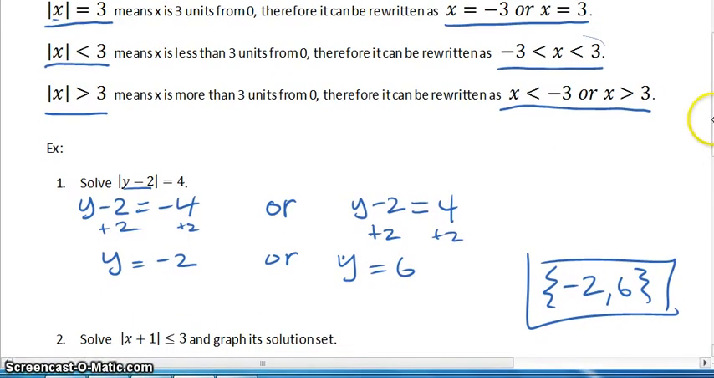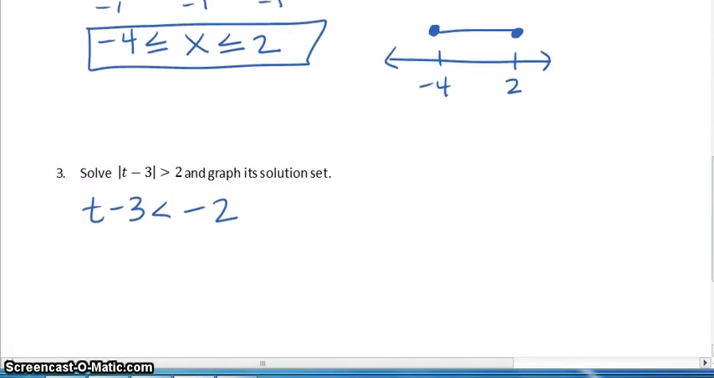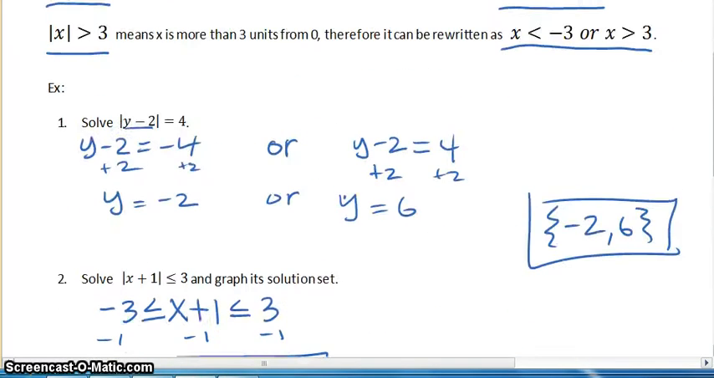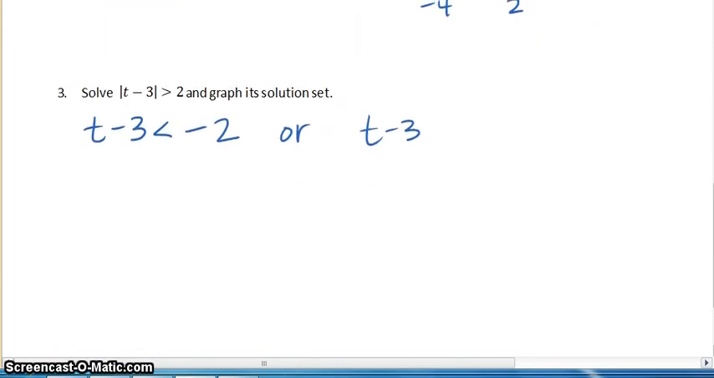And then I'm going to have OR, the inside of the absolute value, which was t minus 3. And then I'm going to take the greater than the number. So I'm going to do greater than the number, which is greater than 2.